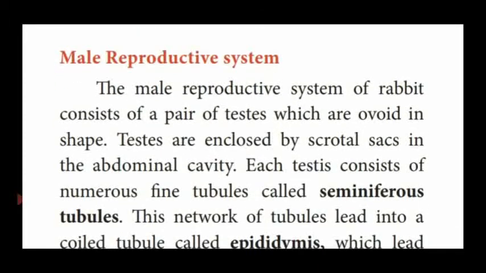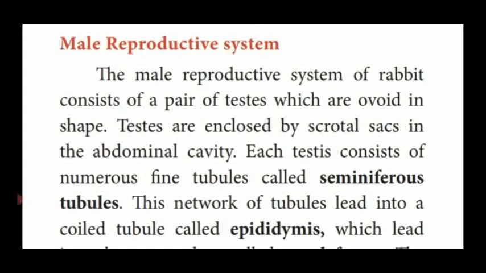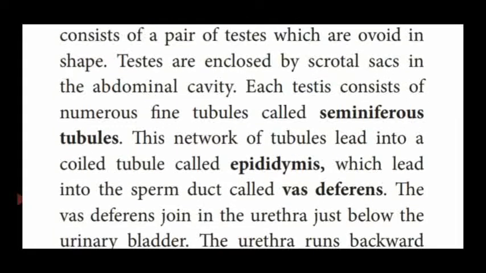First, we are going to see the male reproductive system. The male reproductive system of the rabbit consists of a pair of testes, which are ovoid in shape. Each testis is enclosed by a sac-like structure called the scrotal sac, located in the abdominal cavity. Each testis is made up of fine tubular structures called seminiferous tubules.